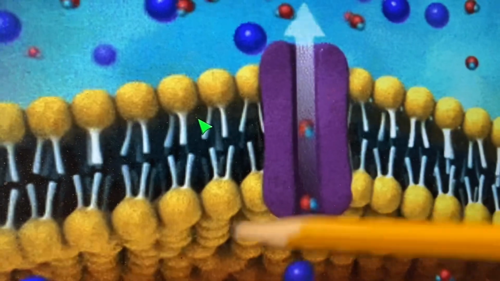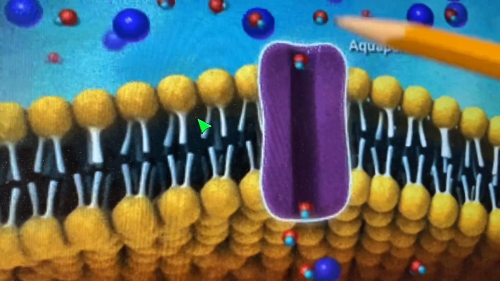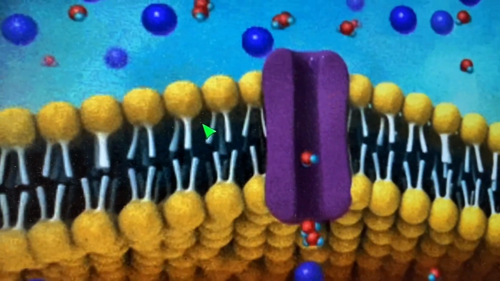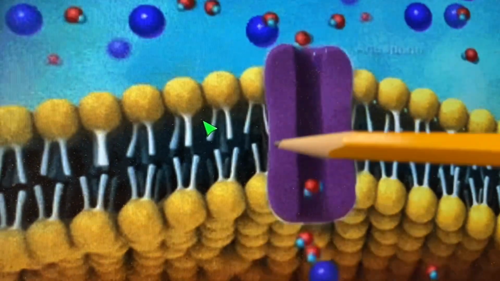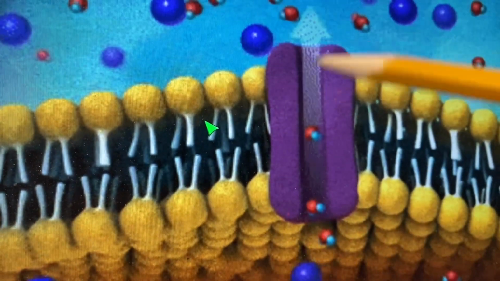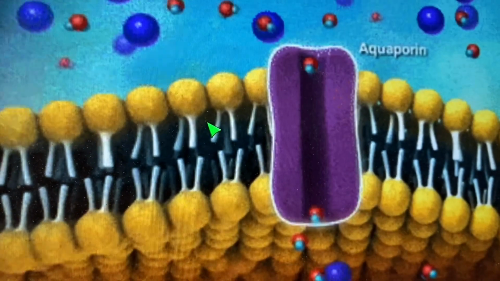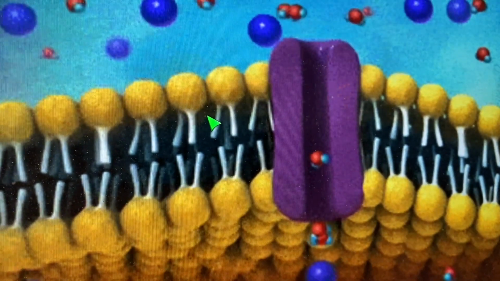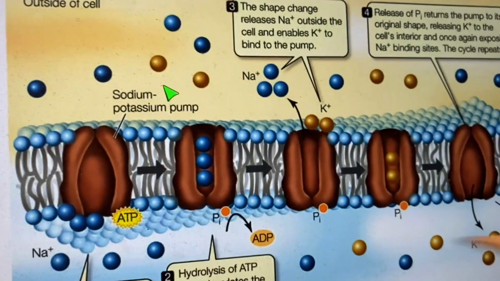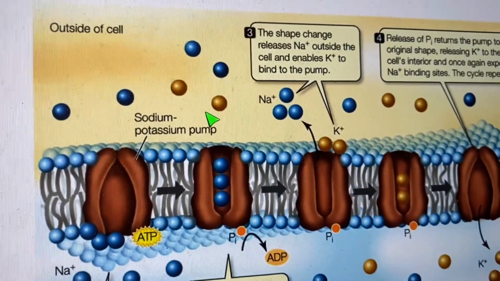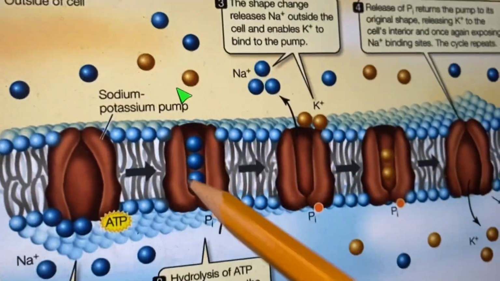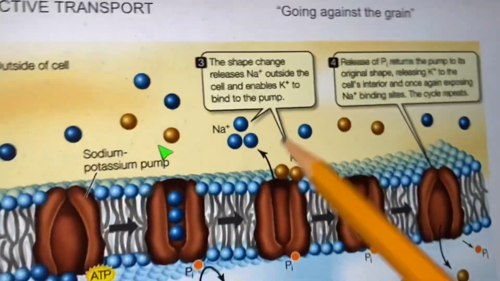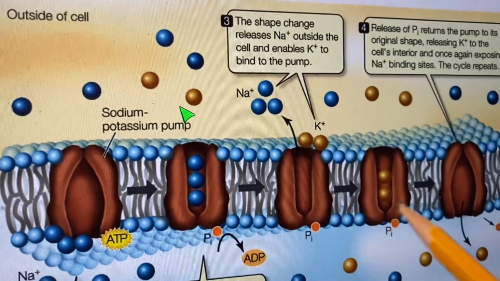Now that doesn't take any energy. It just needs an opening. Diffusion doesn't take any energy. Passive diffusion and facilitated diffusion don't take any energy. We call those both passive transport. However, every once in a while you need to push something through against the grain, so to speak. There's more of it outside than inside, and that's called active transport, and that requires a lot of cellular energy.